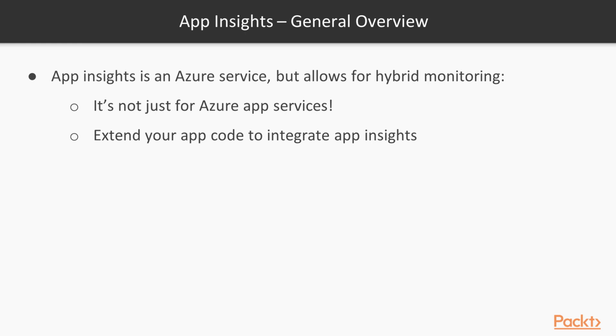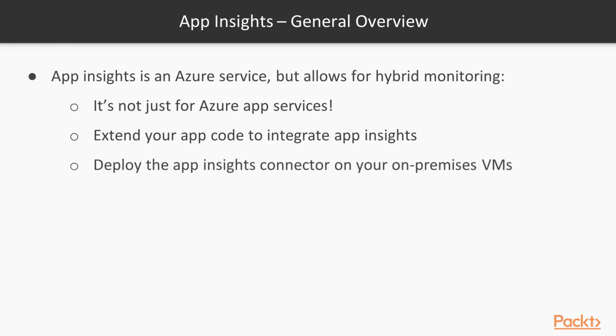And if you're wondering if it's only for application services, even better, it's not. If you're running web services or application servers within virtual machines, like an IIS web server, for example, then the only thing you need to do is deploy what's called an Application Insights connector, providing the Application Insights key, and from there on, your application will start pushing out monitoring metrics into App Insights running as an Azure service.